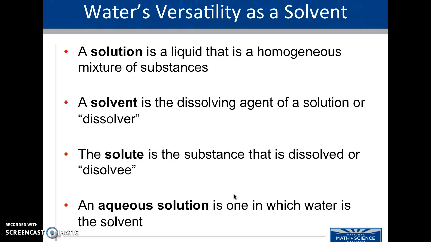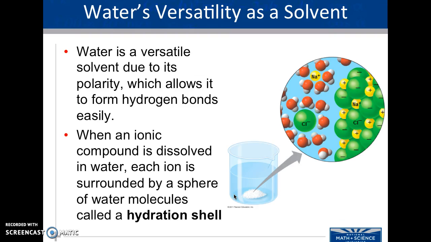The last property of water that is really important for us to know is that it is a solvent. It means that in a solution, which is a mixture of substances, the solvent is going to be the dissolver and the solute is the dissolvee. An aqueous solution is one in which water is the solvent, and there are hundreds of aqueous solutions. Water is a highly versatile solvent.